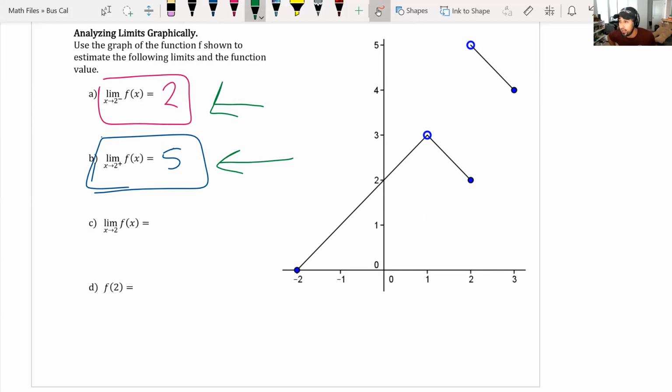Our right-hand limit is 5. Does 2 equal 5? Not at all, right? So the left-hand limit is 2. The right-hand limit is 5. They are definitely not equal.